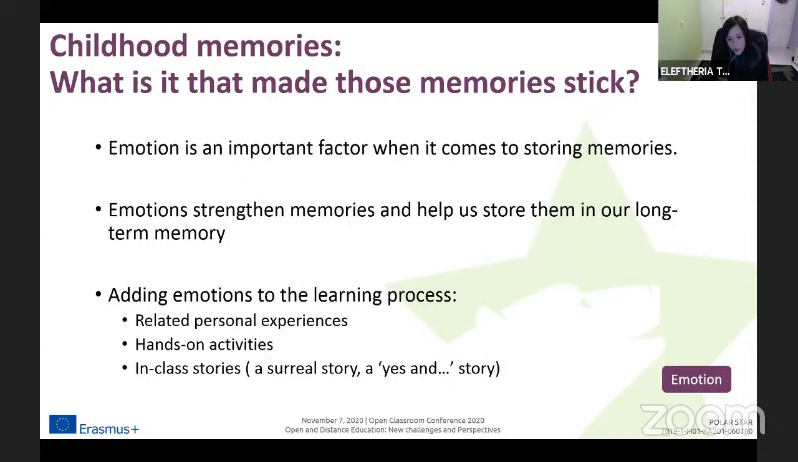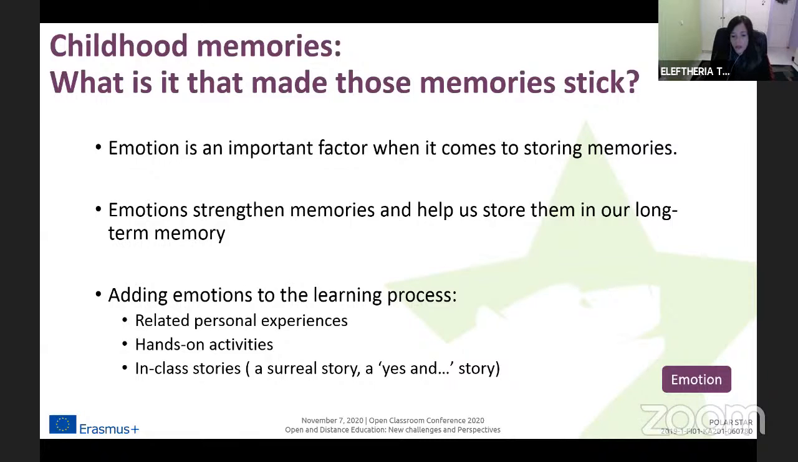And in the learning process, you can add emotions in different ways. You can relate what you're teaching to your students' personal experiences, the things that happen at home, their life. You can do it by building new memories with them through the hands-on activities that you do with them, and make sure that you add a lot of happy emotions into that equation.